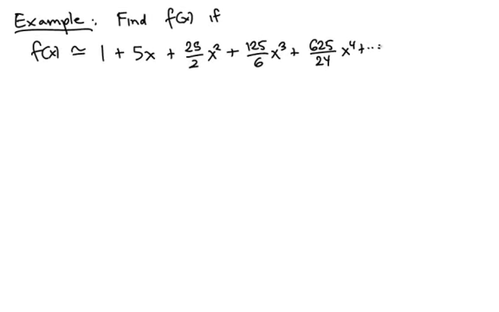So let's see if we can find the function f of x if it's known that the Taylor series of f of x is 1 plus 5x plus 25 over 2 x squared plus 125 over 6 x cubed plus 625 over 24 x to the fourth, and all the way down the line. So how would we go about finding a function like this? Well, pretty much the only tool in our toolkit for manipulating entire Taylor series is the Heredity Principle. So I want to see if I can figure out how to use the Heredity Principle.